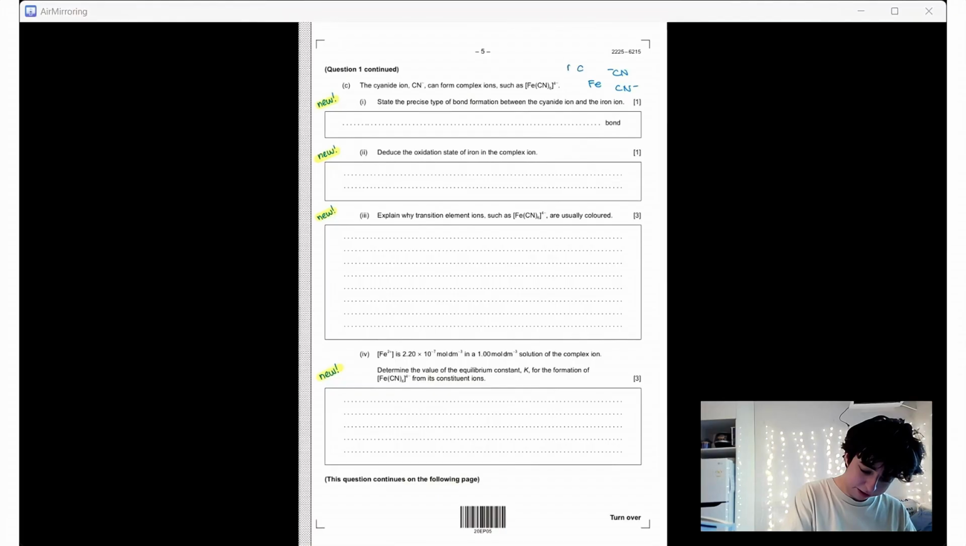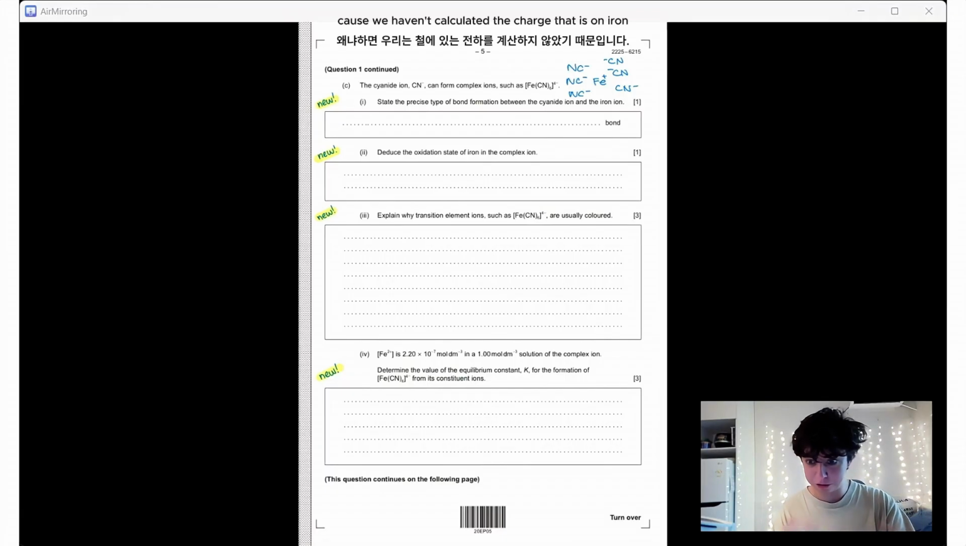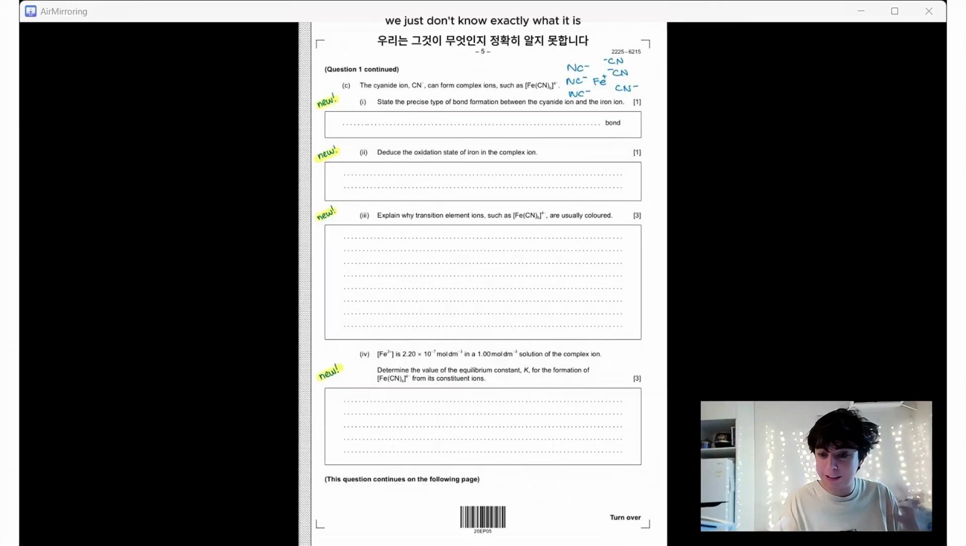CN minus, 1, 2, 3, 6. Okay, so you've got this kind of structure happening. And I'm putting Fe plus for now because we haven't calculated the charge that is on iron. We know it's going to be a cation. We just don't know exactly what it is.